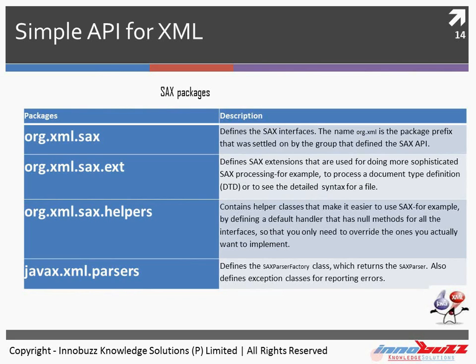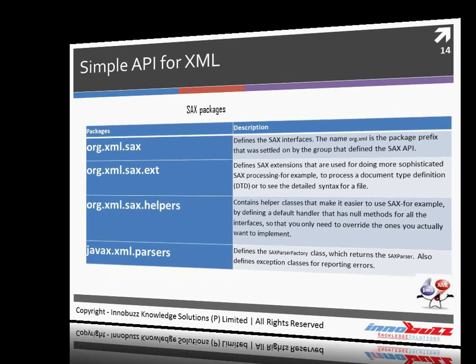And there are helpers, which contain helper classes that make it easier to use SAX, for example, by defining a default handler that has null methods for all the interfaces so that you only need to override the ones you actually want to implement. Then there are parsers. This defines the SAX parser factory class, which returns the SAX parser, and also defines exception classes for reporting errors.